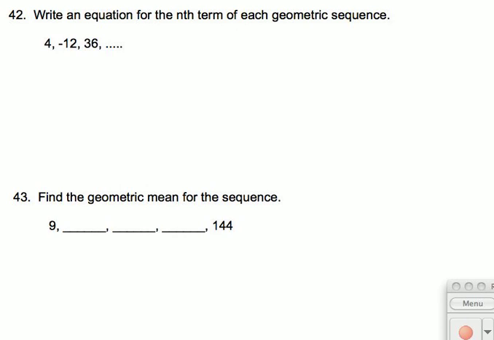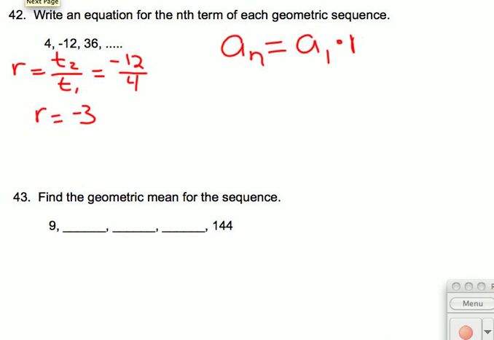Write an equation for the nth term of each geometric sequence is what problem 42 is asking us for. I'm starting with 4, negative 12, 36. Again, I have to find my r by taking term 2 divided by term 1, negative 12 divided by 4. So my r is negative 3. Writing a sub n is equal to a sub 1 times r to the n minus 1. I'm looking for a general equation, so I leave it as a sub n. A sub 1 is 4, r is negative 3, raised to the n minus 1. That's it. There's nothing else to do. They just want a general equation. No simplifying; you can't do any more.